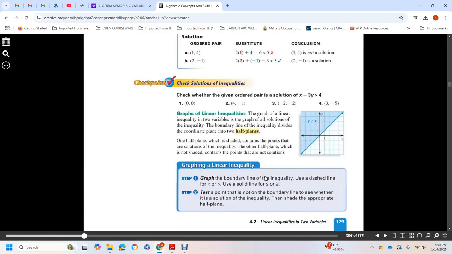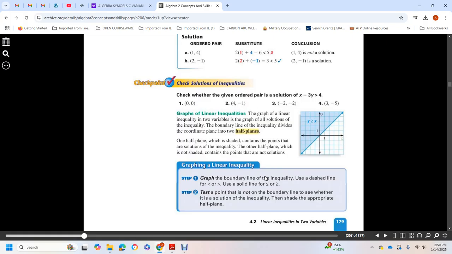Alright, graphing a linear inequality. The graph of a linear inequality in two variables shows all solutions of the inequality. The boundary line of the inequality divides the coordinate plane into two halves. One half plane, which is shaded, contains the points that are solutions of the inequality. The other half of the plane, not shaded, contains the points that are not solutions.